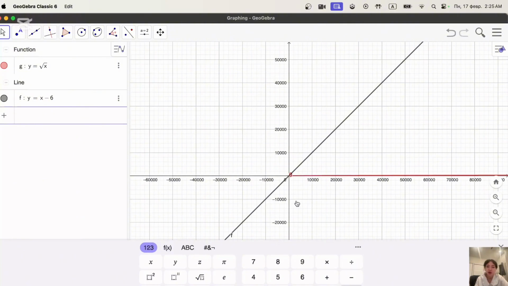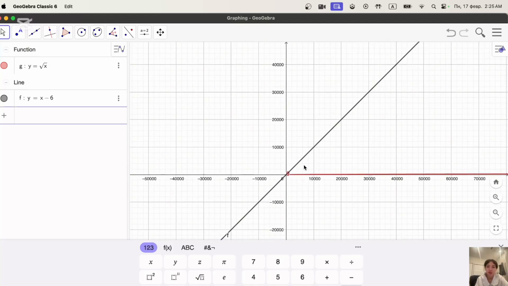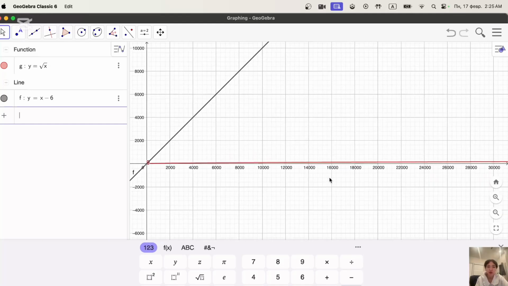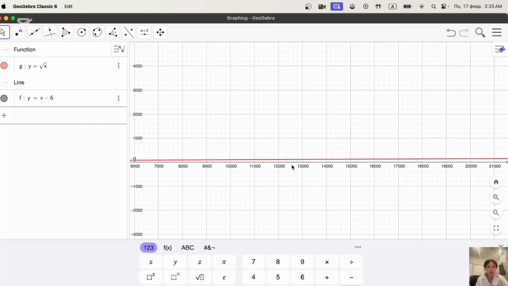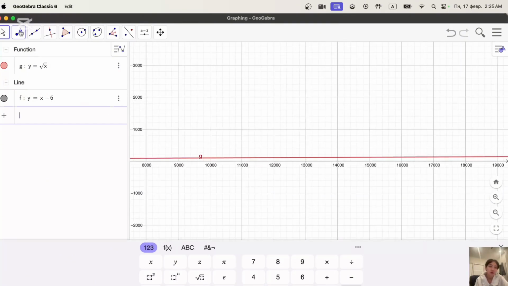What do we see in the graphic views? Two different graphs appear. Y equals x minus 6, a straight line, and y equals the root of x, a curved function. The intersection point represents the solution to x minus 6 equals the root of x.